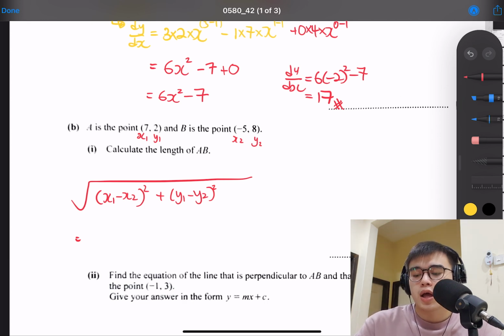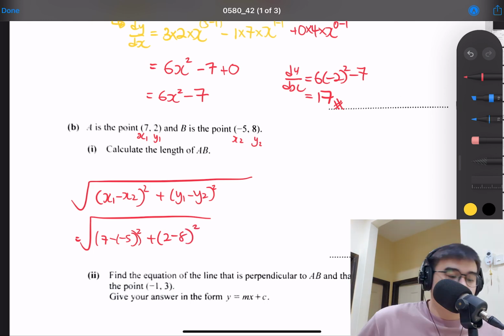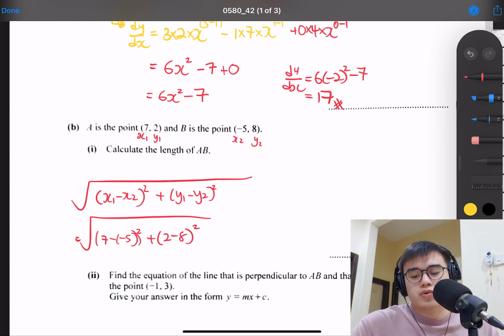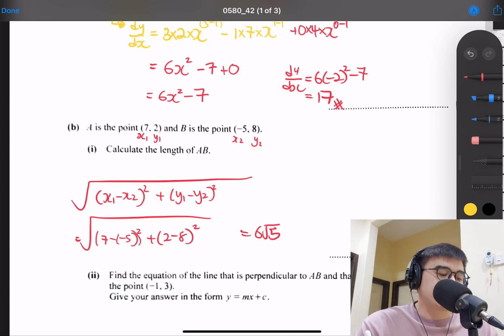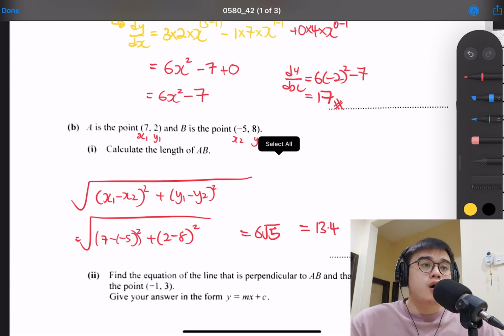So in our case, you'll be writing 7 minus negative 5 squared, then you will have 2 minus 8 squared. So we are looking at 6 square root 5 to be exact. And the answer after correcting to 3 significant figures is 13.4.